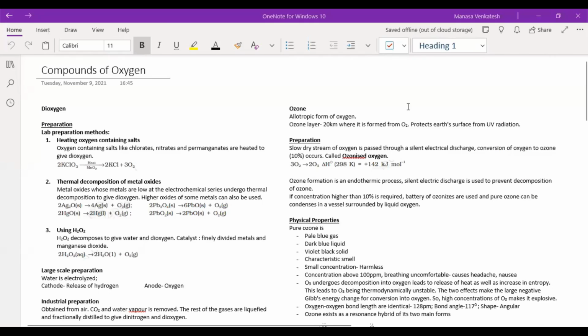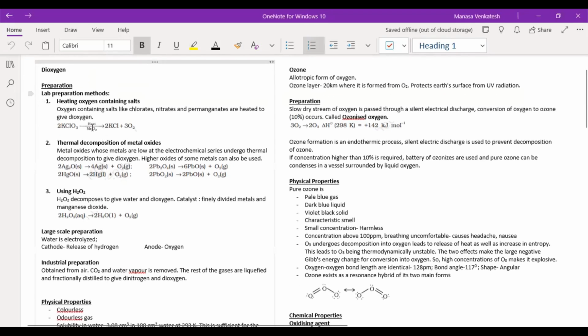I know I said that I would try to finish it within 1 hour, but I think I have exceeded my time. So let's start with compounds of oxygen. First you have dioxygen. For dioxygen methods of preparation, you have 3 of them.